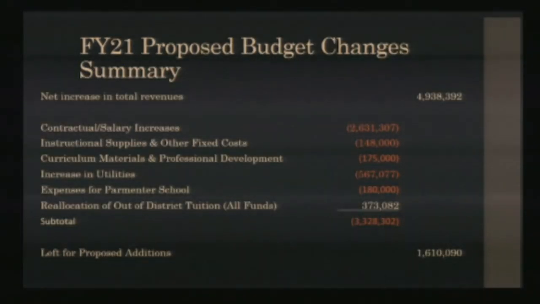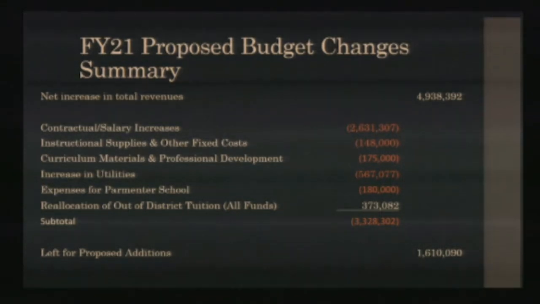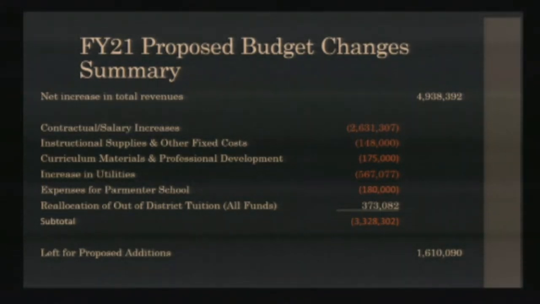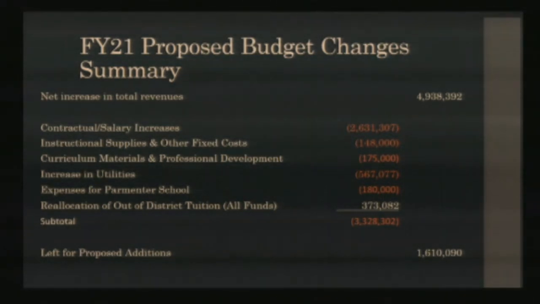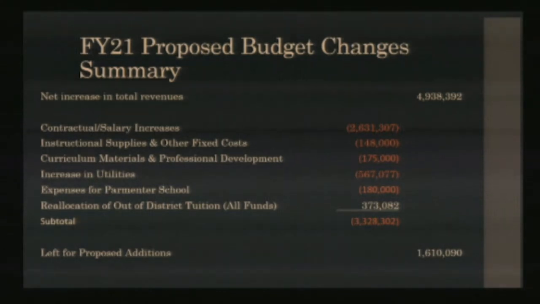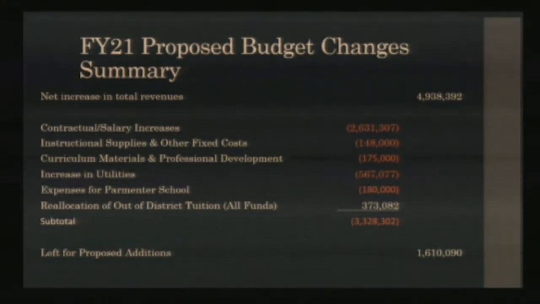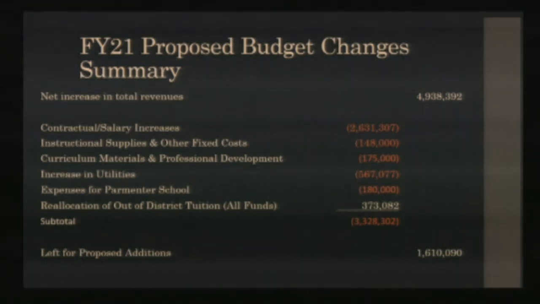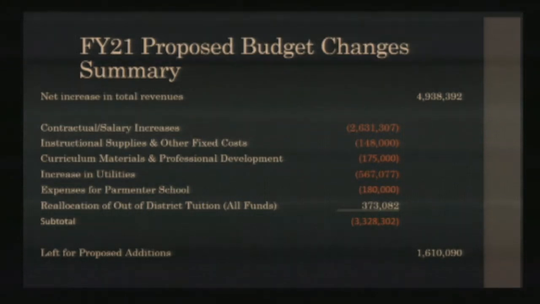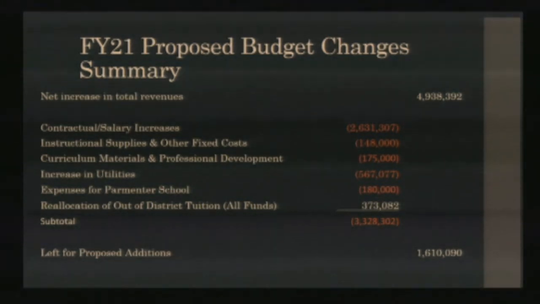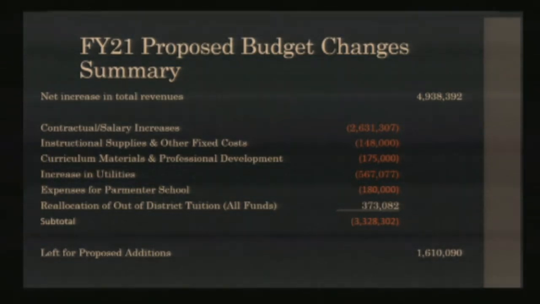But to recap, once again, the total net increase is $4.9 million for all funds, not just the town appropriation. That's town appropriation, revolving funds, and grants. It would be nice to use that all for adds, but there are certain things that we have to do, right? So off the top, we do have to take $2.6 million for contractual salary increases, non-union salary increases, and bargaining unit increases, such as the teachers.